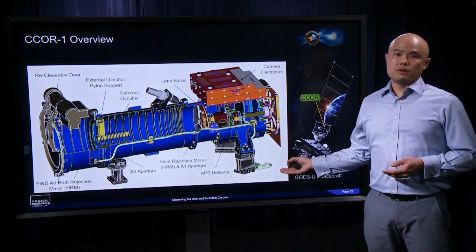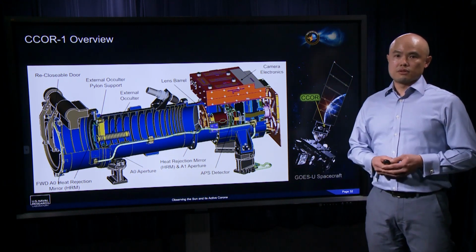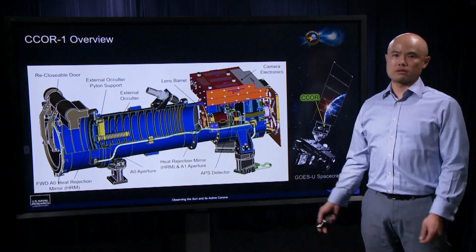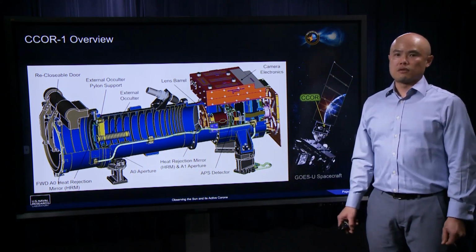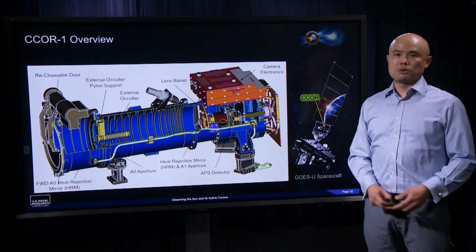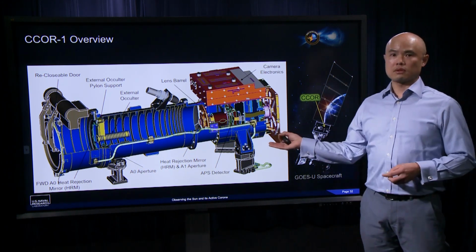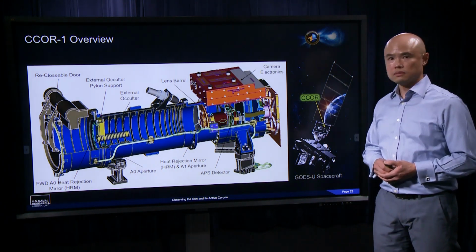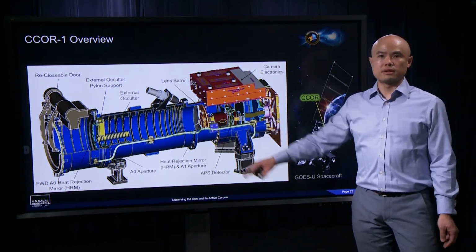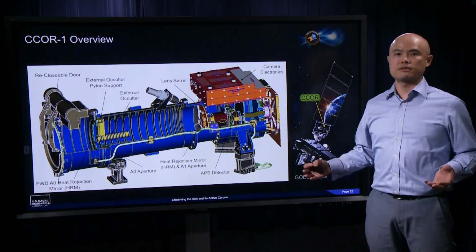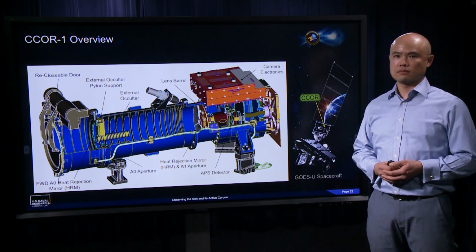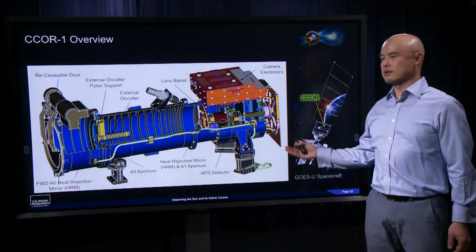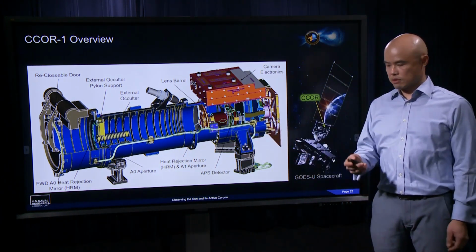So here's a more detailed view of the CCOR instrument on GOES-U. This cutaway diagram shows the inner workings of CCOR 1. From the front, sun-facing end of CCOR, we have an aperture door that can be reclosed if necessary to protect the instrument. You can also see the multi-disc external occulter, which is the device that blocks out the bright disk of the sun. And next we have the lens assembly that focuses the scene onto the detector, which then collects the images.